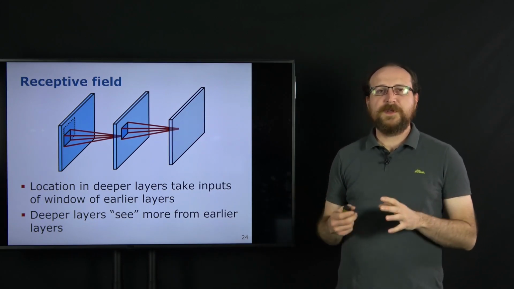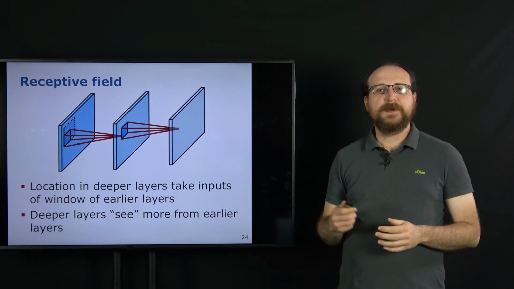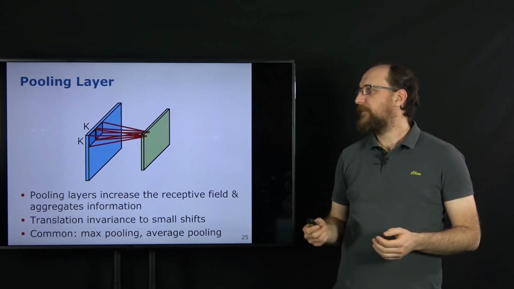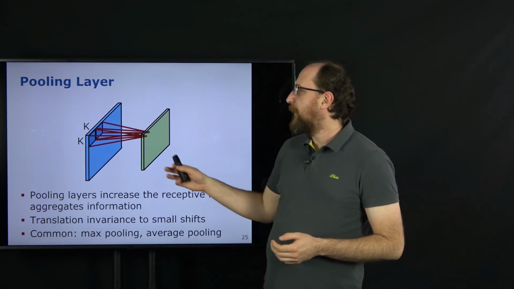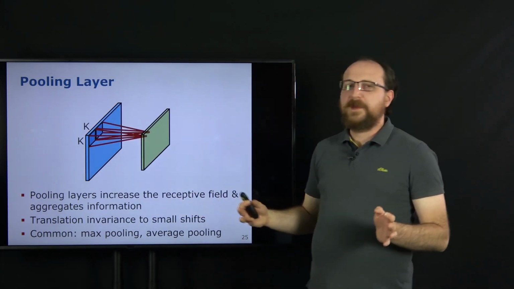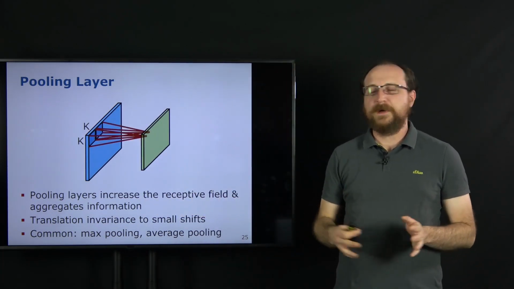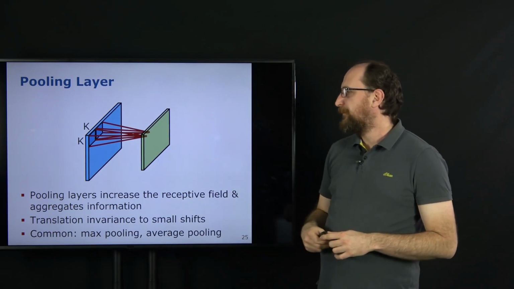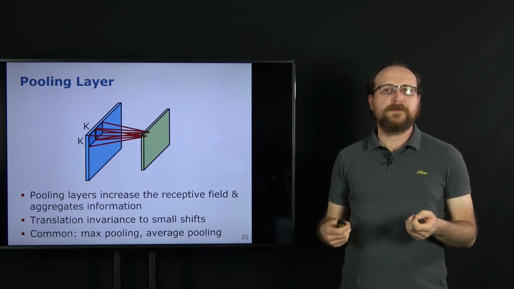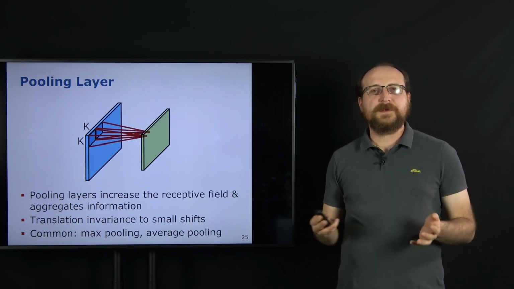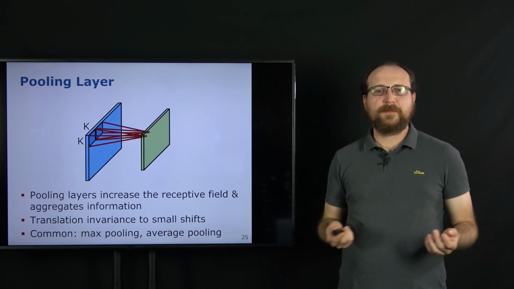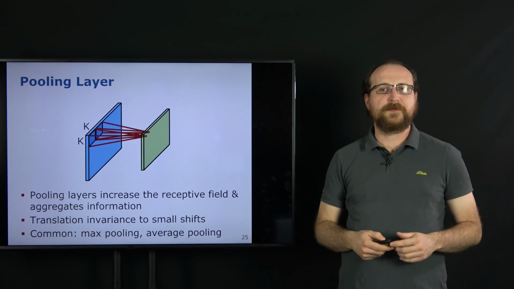But to further increase the receptive field, we can now use something that's called a pooling layer. The pooling layers are also aggregating information, but aggregating this information such that the layer shrinks, the output layer shrinks. And by using this pooling operation, we're also getting the advantage that we have some translational invariance, so that we can have small shifts. And common operations here are max pooling and average pooling.